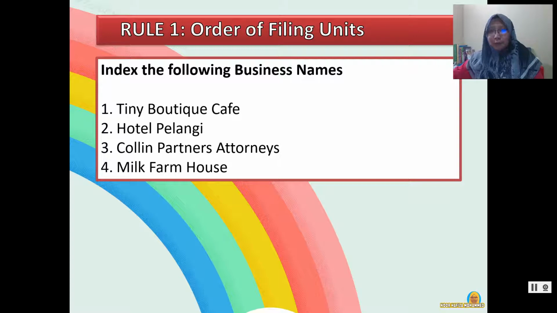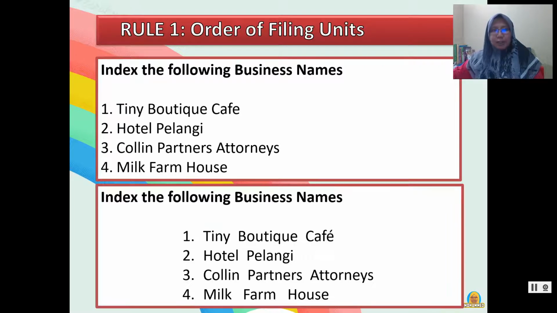Again, for indexing, you need to remember the definition. You need to divide the filing segment into filing units. So we are going to divide these 4 filing segments into filing units. You can see that Tiny Boutique Cafe, when you divide into filing units, we have 3 filing units. For Hotel Pelangi, we only have 2. Colin Partners Attorneys, we have 3 filing units. And lastly, Milk Farmhouse, we also have 3 filing units.